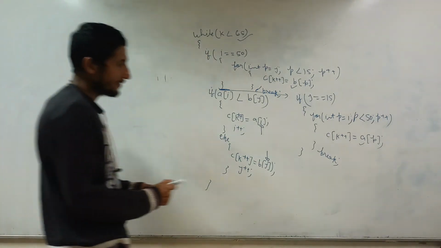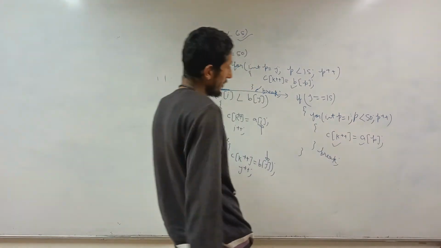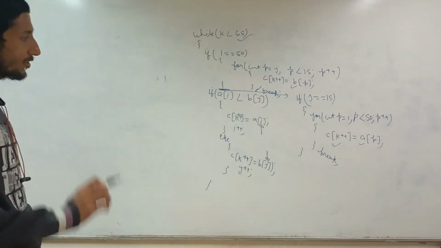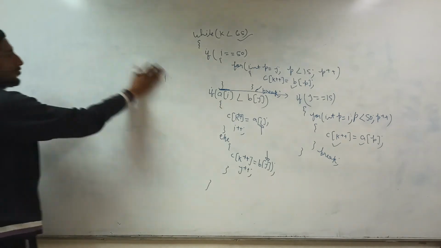See, all the elements have been copied in array C. Now your task is to remove the duplicate elements. How can you do that? Let me explain to you.